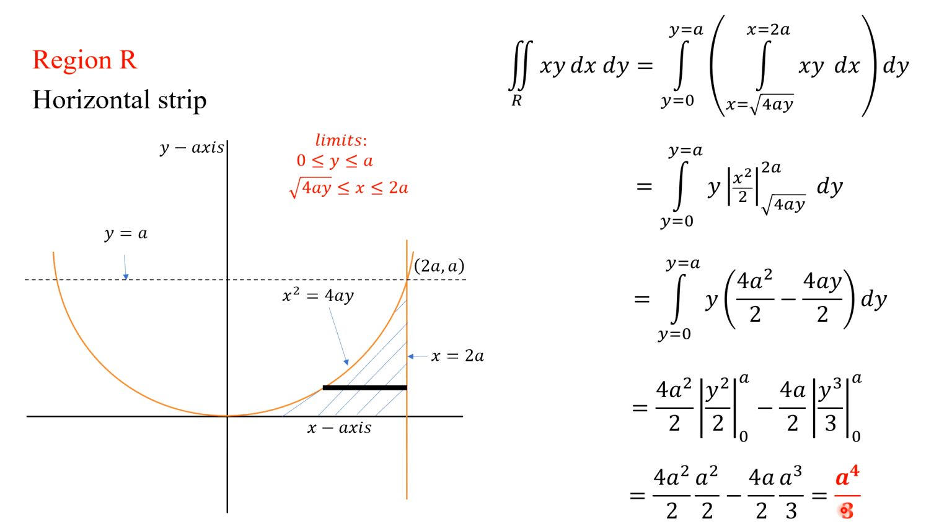So by this order also we got the same answer, a raised to 4 by 3. This is how the same example we can solve using two different orders of integration. When we choose a vertical strip, the order of integration is first with respect to y and then with respect to x. And when we choose a horizontal strip, the order of integration is first with respect to x and then with respect to y. In both the cases we get the same answer. Thank you.